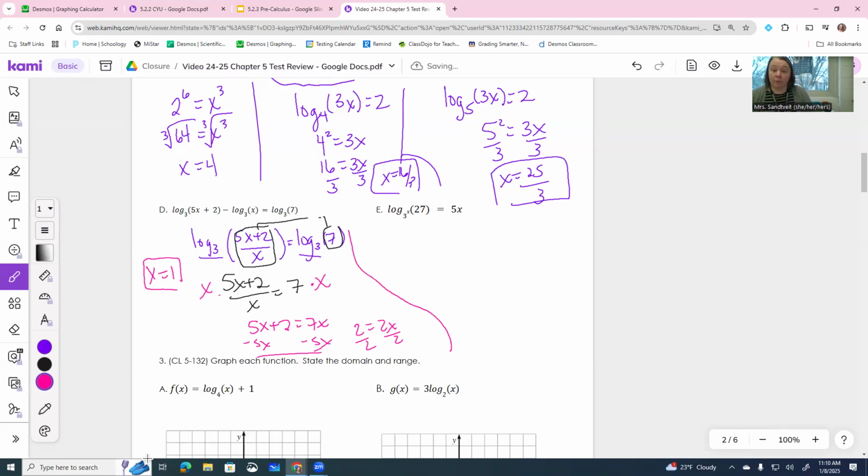And then this one, I do have a single log over here. I'm going to go ahead and rewrite it in exponential form. I know that looks kind of gross, but power to a power I multiply. So 3 to the 5x squared.